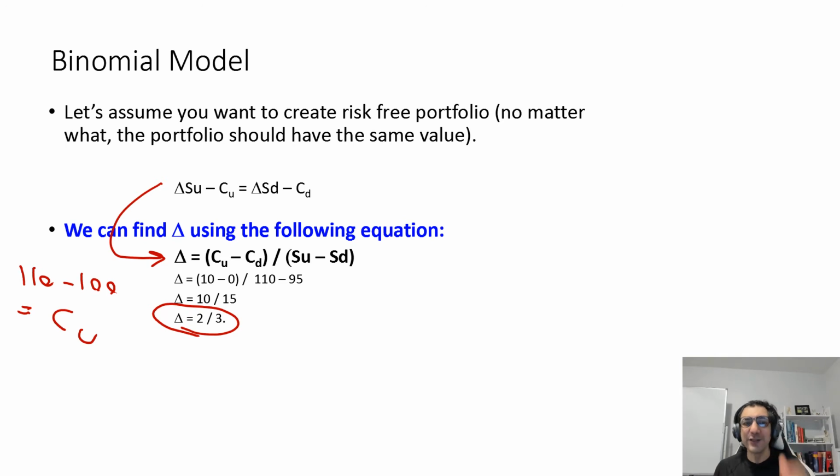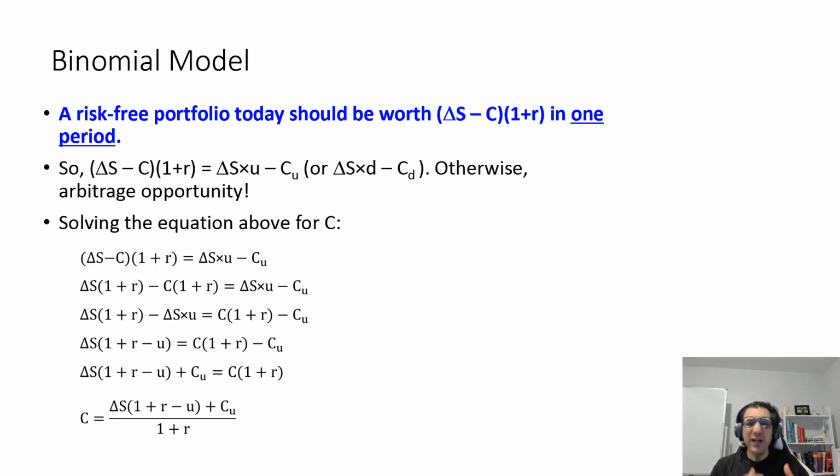So we need that delta. We'll talk more about the delta later, but that's a first step just to find the delta, which for our case is 2 over 3 or 0.67. So we talk about the current value of the portfolio, and we notice the current value of the portfolio is delta S minus C. So 1 year from now, given the risk-free rate, the value of the portfolio should be delta S minus C times 1 plus R. That's a very simple time value of money equation.